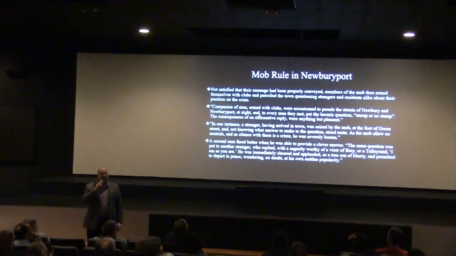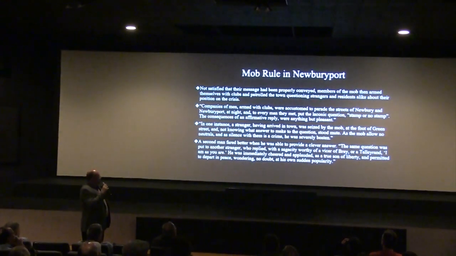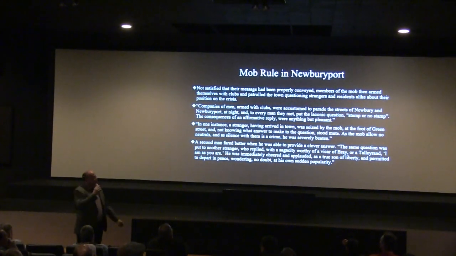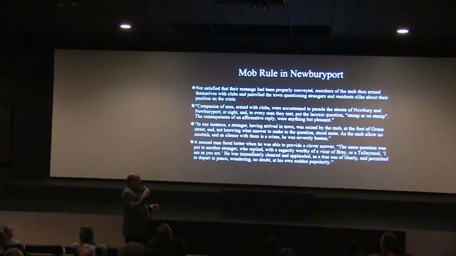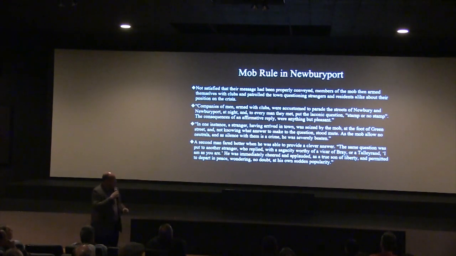So we have two gentlemen in the account that show how they responded. One guy, the poor guy, just shows up in Newburyport, was seized by the mob at the foot of Green Street, and not knowing what answer to give, stood silent. You'd think maybe they would have let him go, oh no. As the mob allowed no neutrals and silence was basically the equivalent of an admission, he was severely beaten. Another guy fared better. They cornered him and asked him the same question, and what a brilliant man, he said, "I'm the same as you guys."